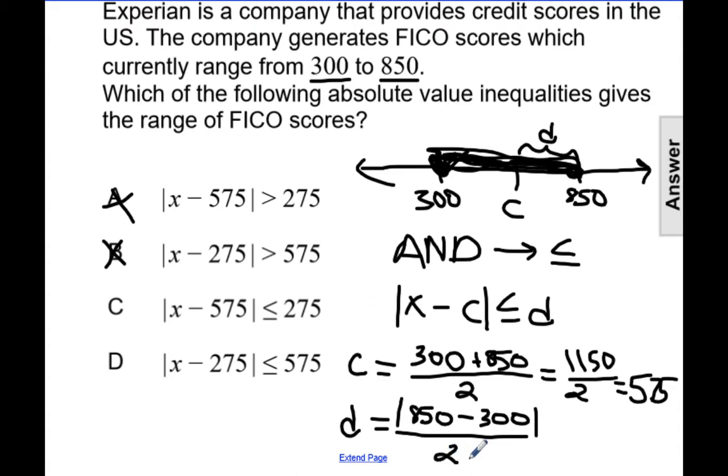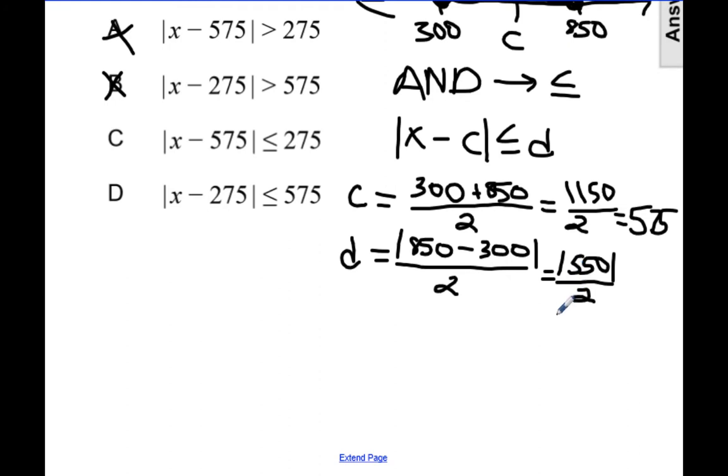So the absolute value of 850 minus 300 is the absolute value of 550 divided by 2, and the absolute value of 550 is just 550. So we have 550 divided by 2, which will give us a distance of 275.